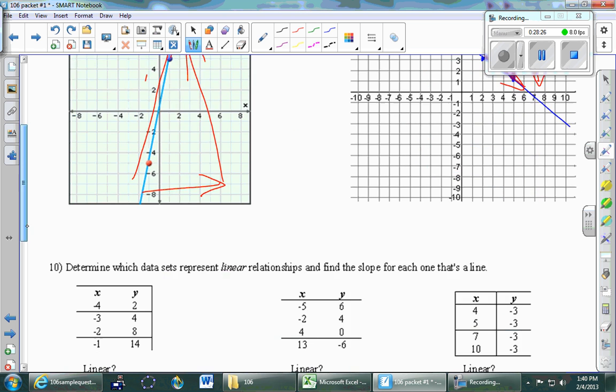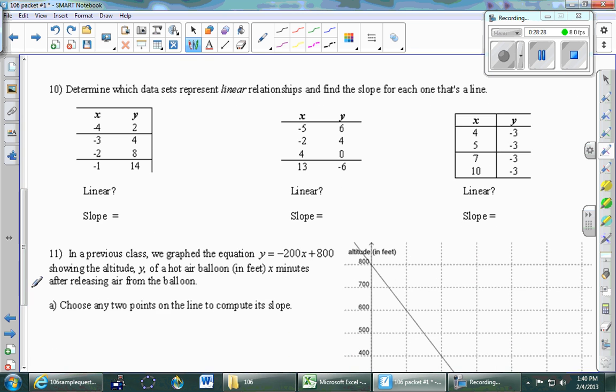All right, so let's take a look at number 10. And for number 10, Glenn, did you read yet? Yes, Melanie?